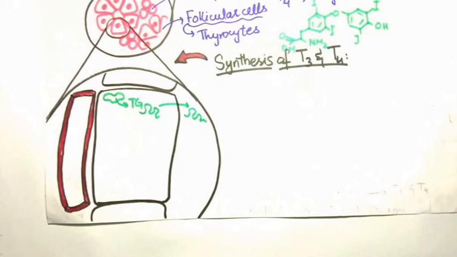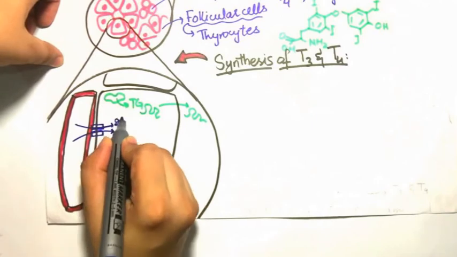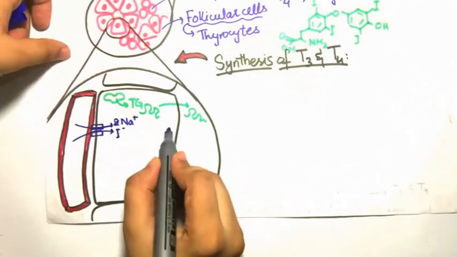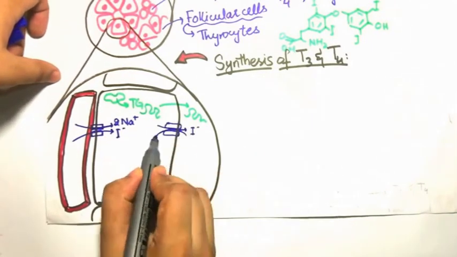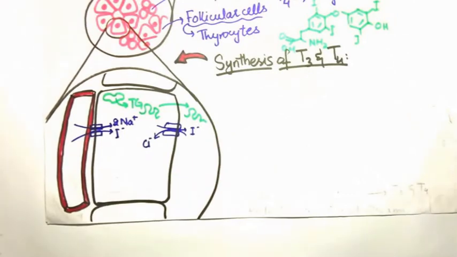Also, the basolateral side of the thyrocyte, facing the blood vessels, contains symporters that transport 2 sodium ions and 1 iodide ion into the cell against the concentration gradient. As you can see here, through this symporter, 2 sodium ions and 1 iodide ion enter the cell, and the iodide will further enter the colloid through an iodide and chloride exporter.